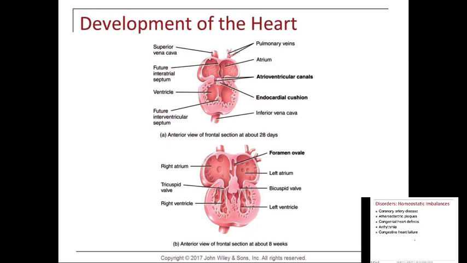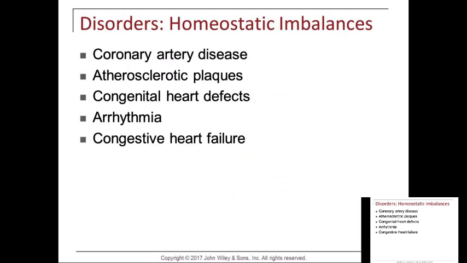There's coronary artery disease that's common. There are atherosclerotic plaques that take place. Congenital heart defects, arrhythmias, congestive heart failure, all different things that can go on in terms of imbalances in the cardiovascular system. When we get into the blood vessels, we'll show you a little bit more what these plaques look like and how blood pressure goes up as a result of it.